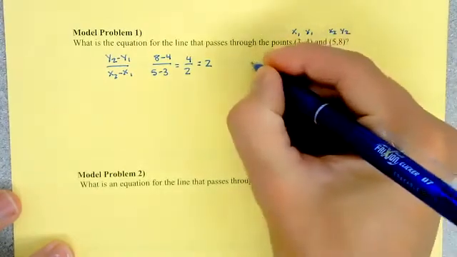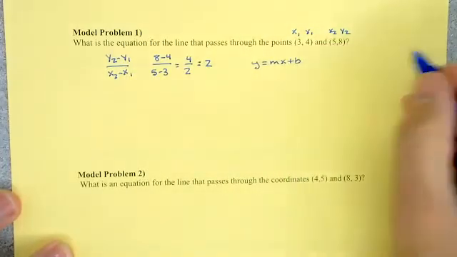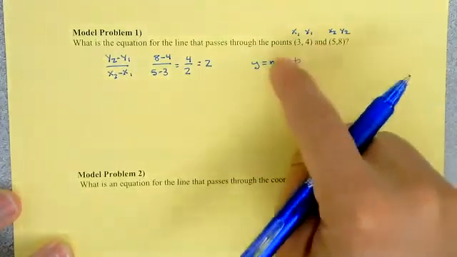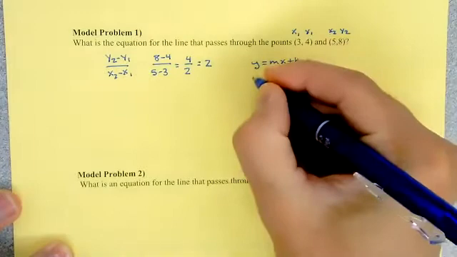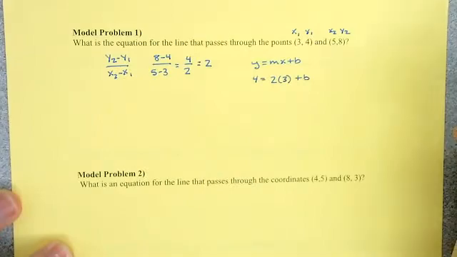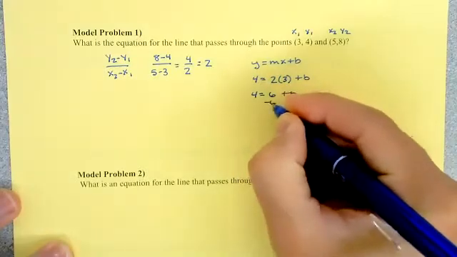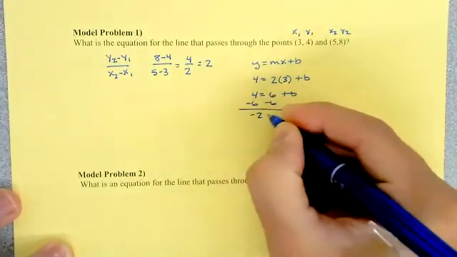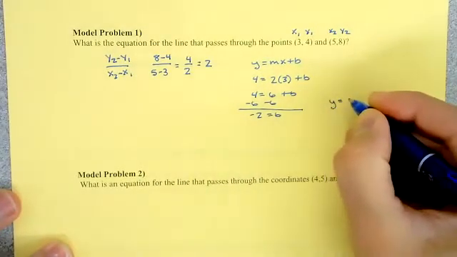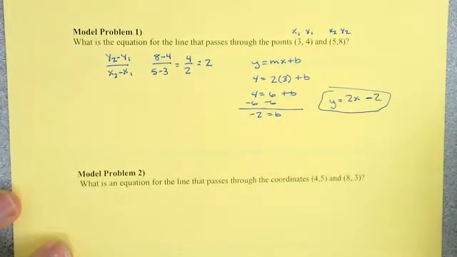So now as I'm writing my equation, y equals mx plus b, I have my m value of 2. I can use either one of these points to plug in for x and y. Let's pick the first one. I need to solve for b. So I get 4 equals 6 plus b. Should have gotten a b value of -2. So now I put it all together: y equals 2x minus 2.